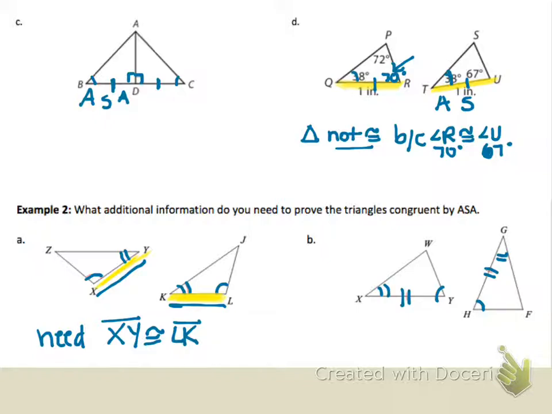So then we would have that side being, you know, kind of sandwiched in, or bookended, between those two angles, okay? So it's like the angles are kind of holding the side in. So we'd need to know that angle X was congruent to angle G. That's additional information we would need.